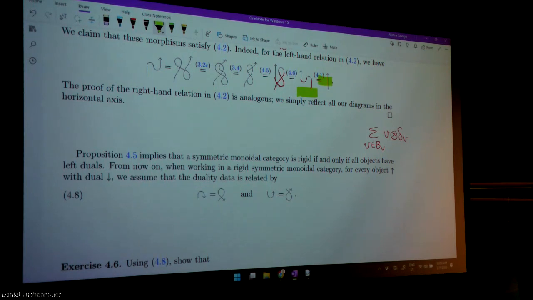Okay, so what this proposition that we just proved says is that if we're in a symmetric monoidal category, it's rigid if and only if all objects have left duals. We don't have to impose the condition that all objects also have right duals because that's automatic. Okay, and so remember that the duality, the cap and the cup, or the unit and the co-unit are not uniquely determined. But we've just seen that we can always choose the right cap and cup to be related to the left cap and cup in this way. So we'll always make this choice. It makes our life easier and makes our pictures a little bit easier.